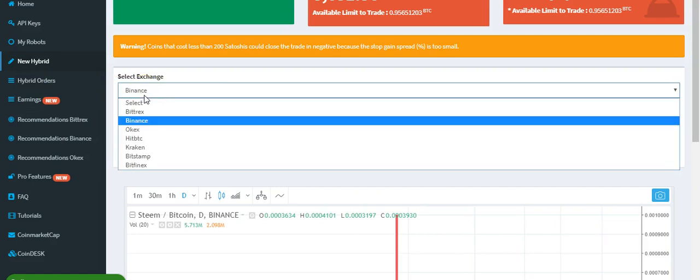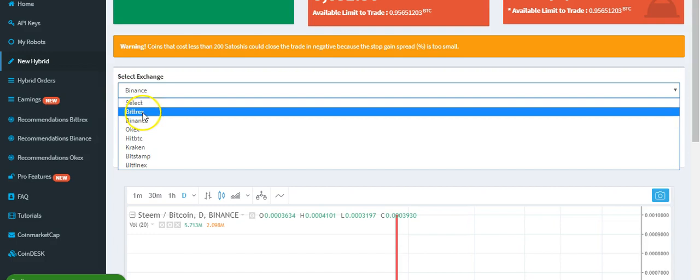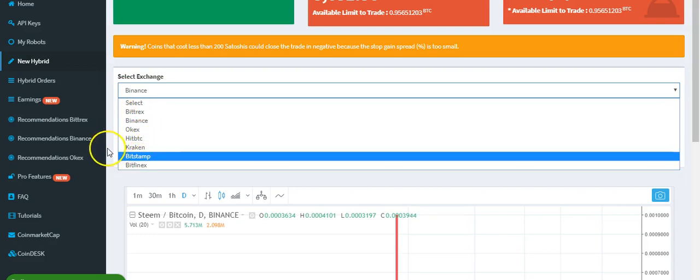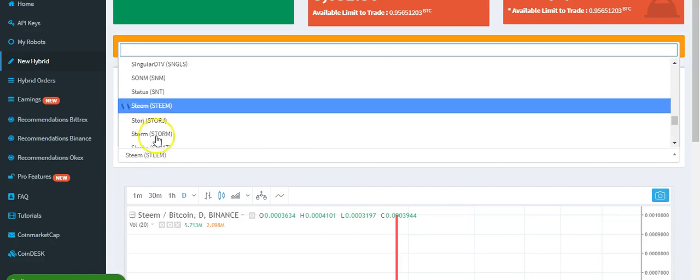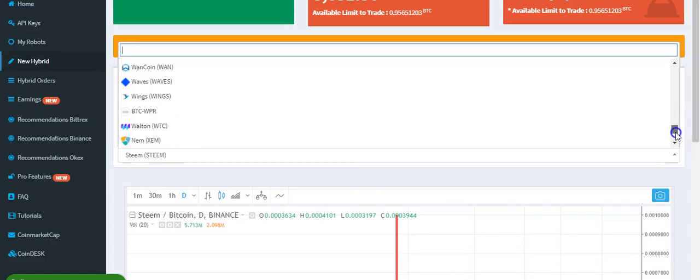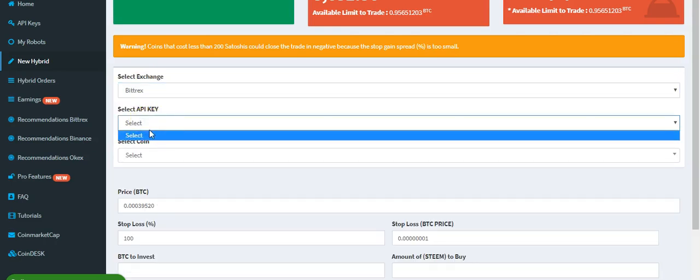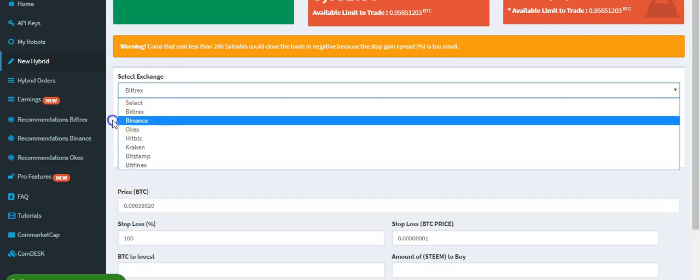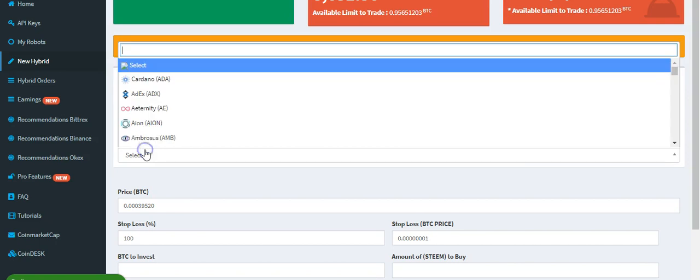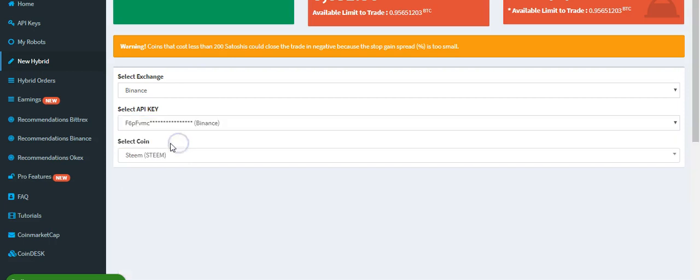First of all, we don't just have Binance, we can use all these other exchanges. We don't just have Steem, we can use all the coins within the exchange that we choose. So if we don't have a coin within Binance and we want to trade a coin that might be on Bittrex, then all we do is choose Bittrex, choose the API, then choose the coin we want. I think I took my API key out. And then I'm going to be using Binance.